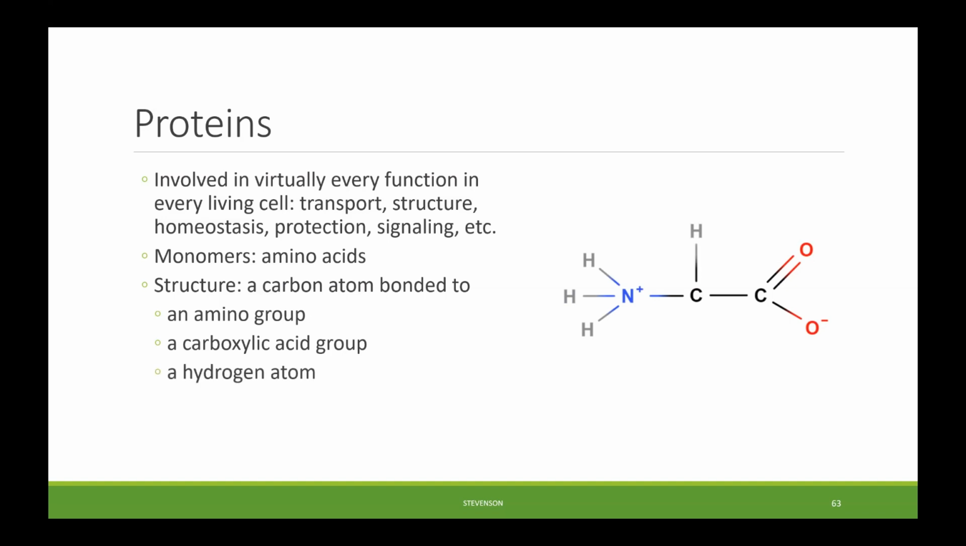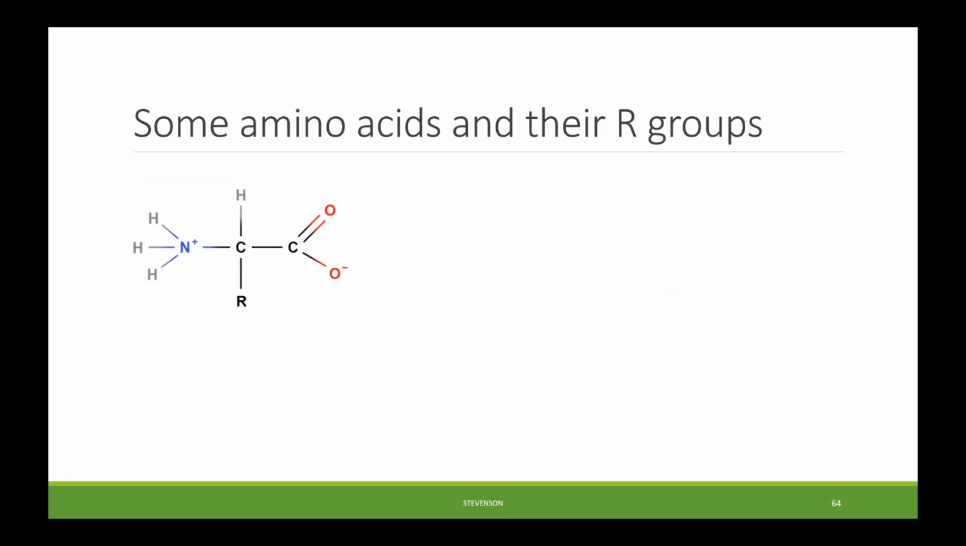And then there's a hydrogen atom. And the fourth thing is called an R group. The R group varies in its structure because there isn't just one amino acid, there are many. And the thing that makes them different from each other is the structure of the R group. So let's take a look at a few specific examples of amino acids and their R groups.